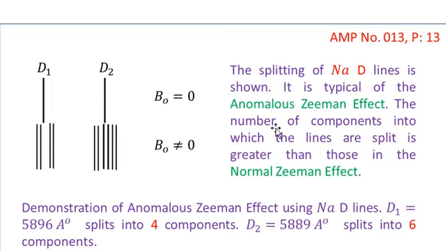These six lines are due to the anomalous Zeeman effect, and these four lines of the D1 component are due to the normal Zeeman effect. The number of components into which the lines are split is greater than those in the normal Zeeman effect. You see that in the anomalous Zeeman effect, the number of components is greater in comparison with the ordinary Zeeman effect for the case of D1. So in the anomalous Zeeman effect, you have more components as compared with the normal Zeeman effect, and the anomalous Zeeman effect will be explained in the next lecture.